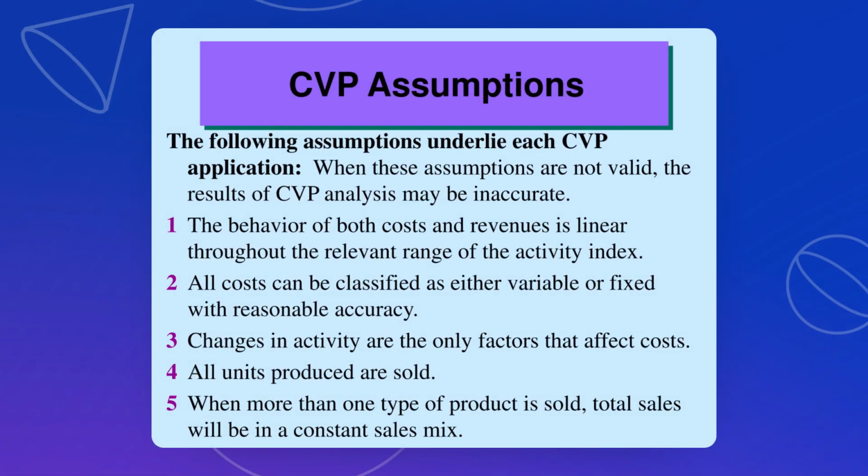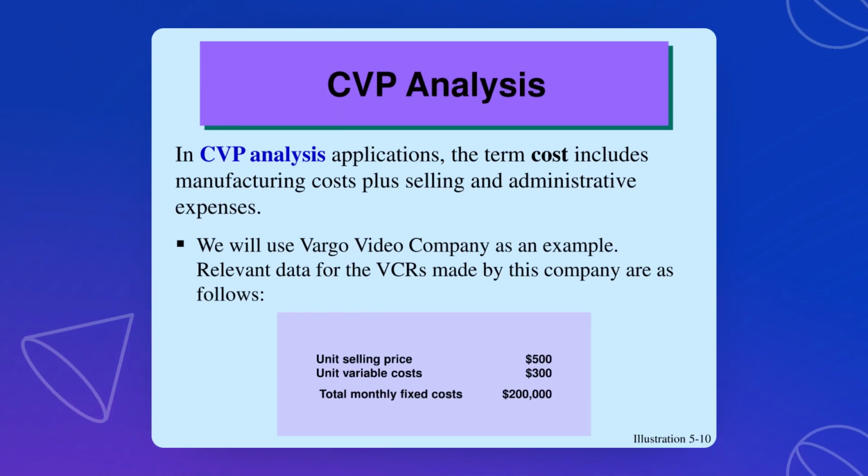And the last one is, when more than one type of product is sold, total sales will be a constant sales mix. We will discuss more about sales mix soon. This is also one of the criteria to know in CVP analysis application: the term cost includes manufacturing costs plus selling and administrative expenses. Later we will discuss that also.